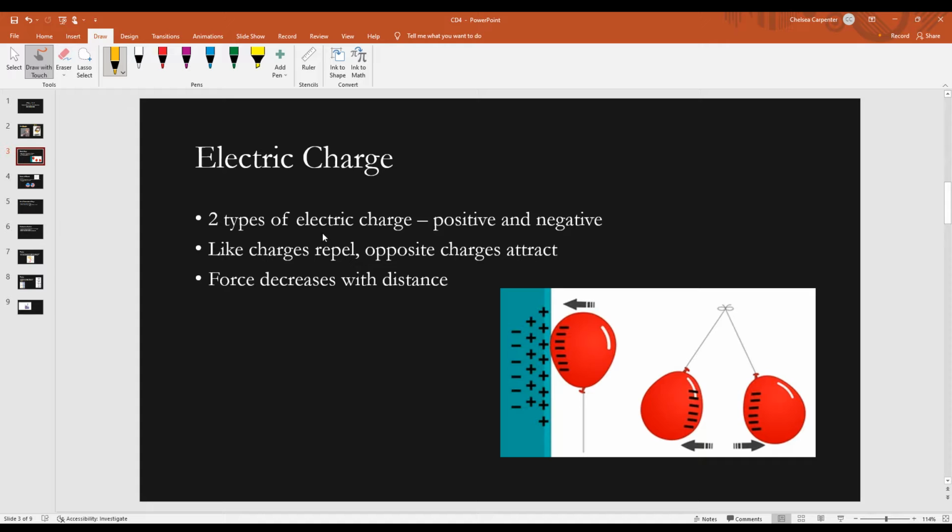So, kind of the basics of electric charge. There's two types of electric charge, positive and negative. And these are just properties of matter. And we see that like charges repel each other. So here, if you have two negative balloons, they'll repel each other, but opposite charges will attract. So if you have positive charges on the wall here and negative charges on the balloon, they will attract each other. And that force decreases with distance. So if I increase the distance, the force between those two objects, either like or opposite, will decrease.